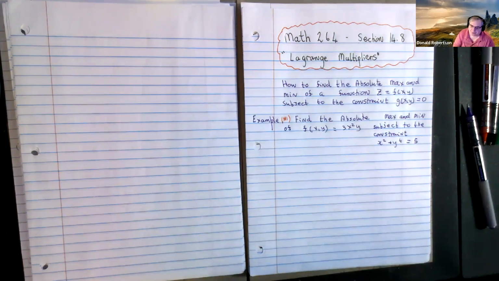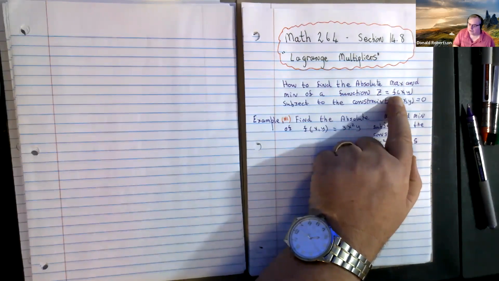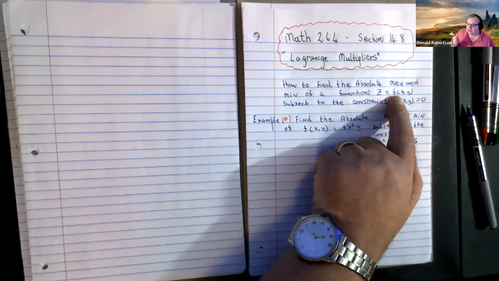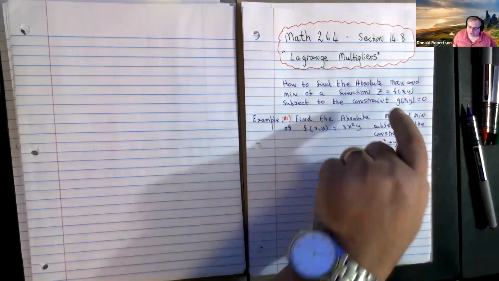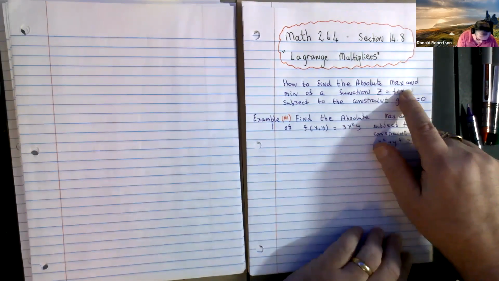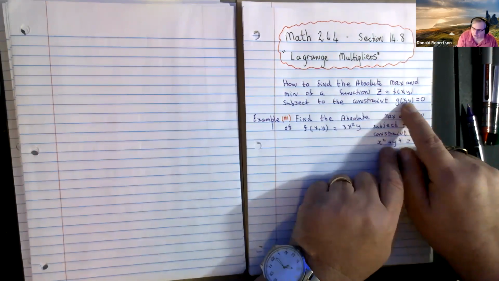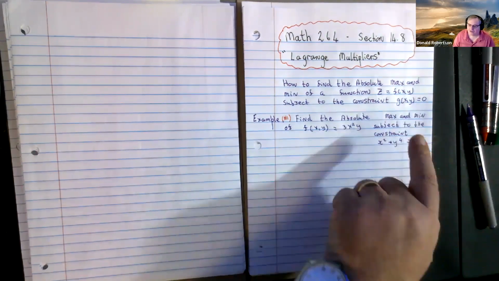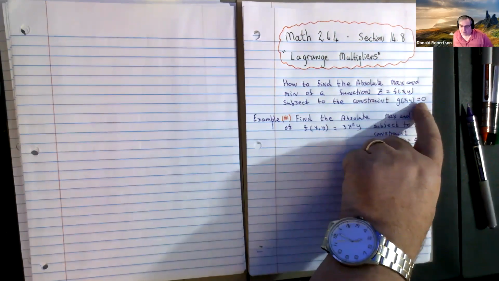And what does it do? Well, it allows us to find the absolute maximum and absolute minimum of some function, like z equals x cubed plus 5xy, some function of x and y, subject to a constraint. So not only are you going to find the absolute maximum and minimum value of a function, you can only choose from whatever the constraint is. And this constraint is typically written as another function g of x, y equals 0.